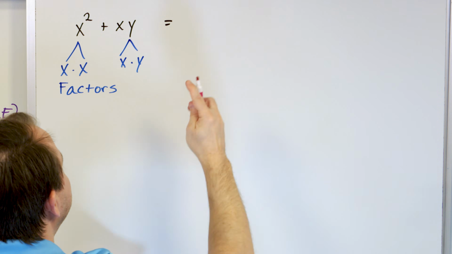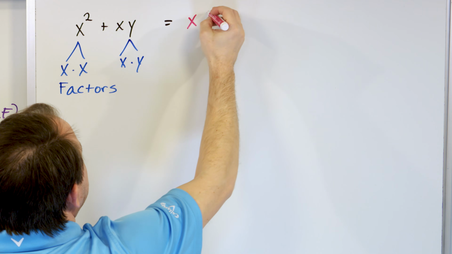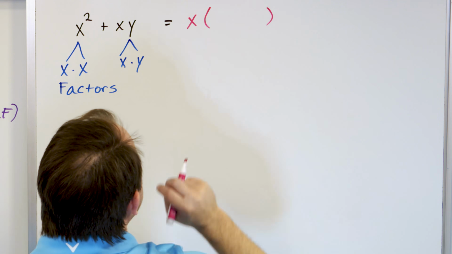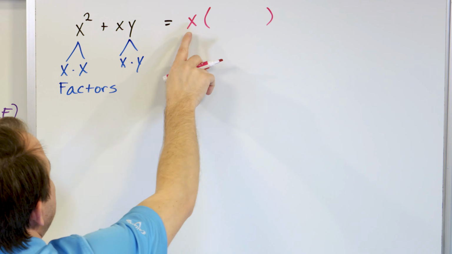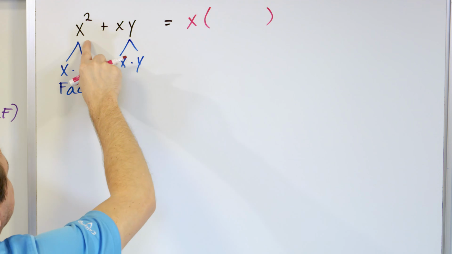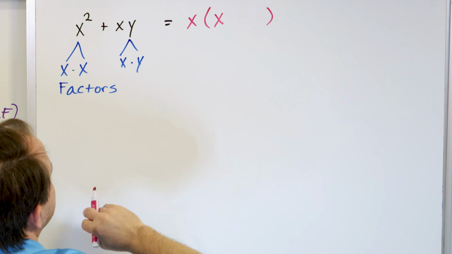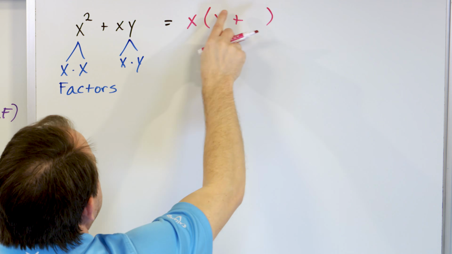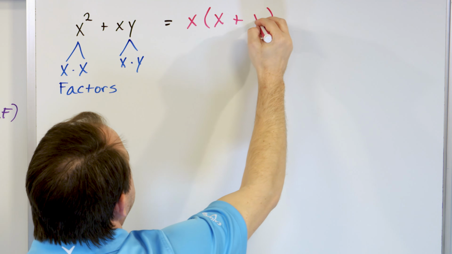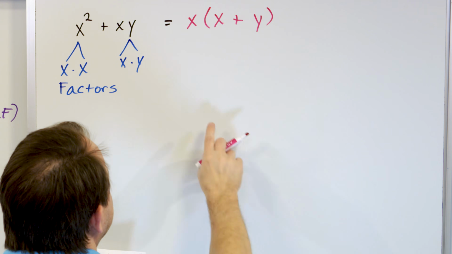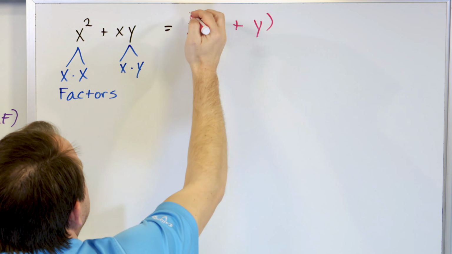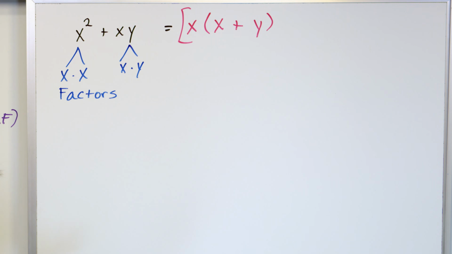terms. So I can only pull out a single x, and then I just realize now I've got my factor, and now I'm going to figure out what needs to go in the middle here to make it true. X times something will give me x squared. That something is x. There's a plus sign here, so I'll join it with a plus sign. X times something gives me xy. That has to be y. And then you double check yourself. X times x gives you x squared. X times y gives you xy. This is what we call the factored form of that expression. All right.